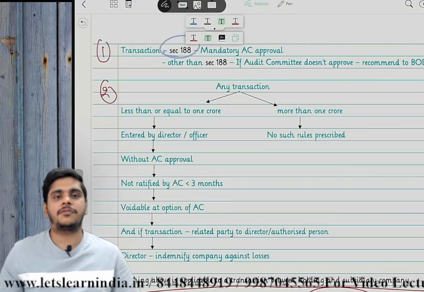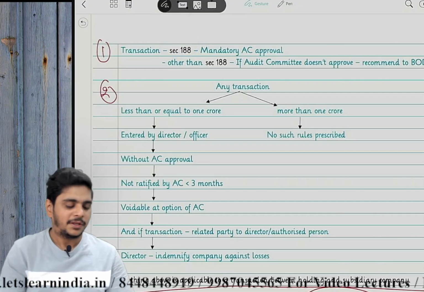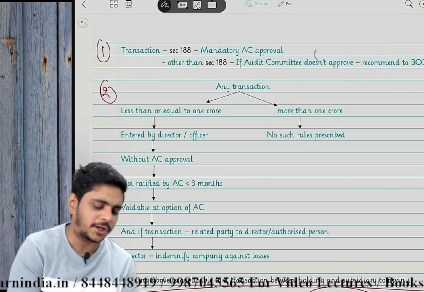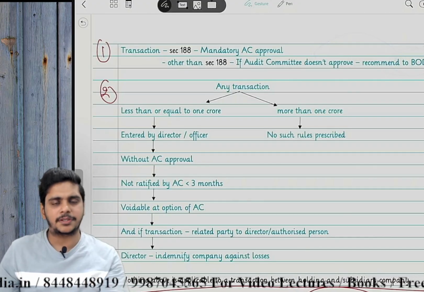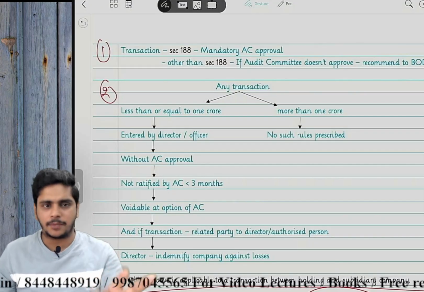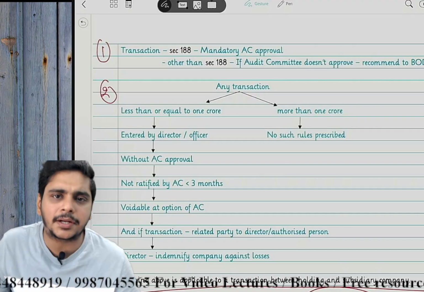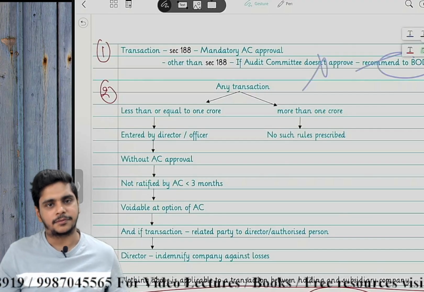If a transaction is under 188, that is a related party transaction, audit committee approval is mandatory. If it is other than 188 and the audit committee is not approving, they can recommend it to the board of directors: hey, board of directors, please see to it. If it is a related party transaction, the audit committee has to approve if an audit committee is there. If it is not a 188 related party transaction and the audit committee does not approve, they can recommend it to the board of directors.